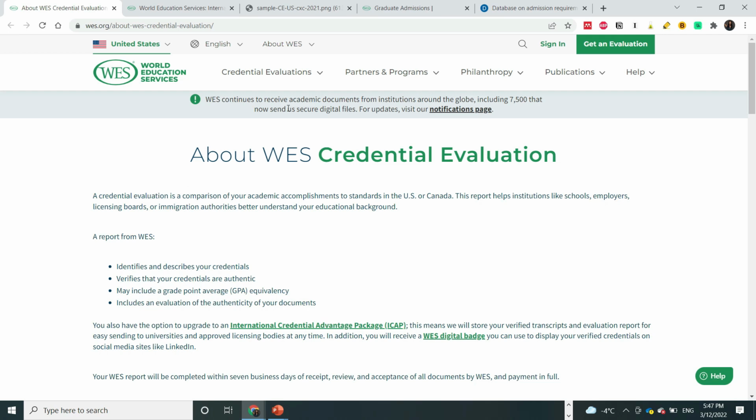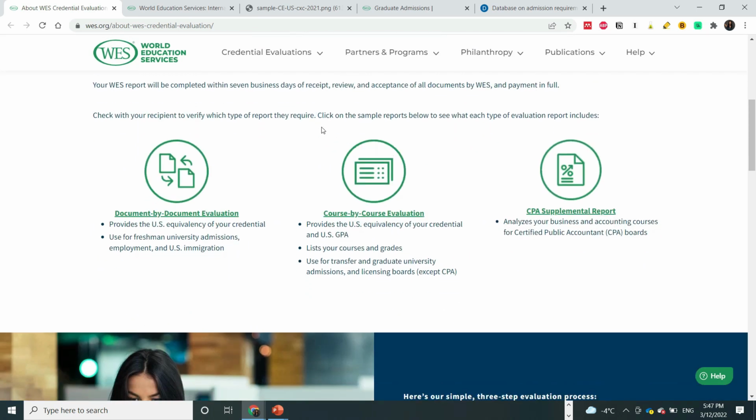So let's have a look at this. This is the portal. And as I said before, there are two types, the document by document and the course by course. I would advise you do a course by course. This is what helps to improve your GPA. And some schools require a course by course. So even if you do a document by document and the school requires a course by course, you have to spend extra money to do the course by course. So just spend the money from the beginning and do that.